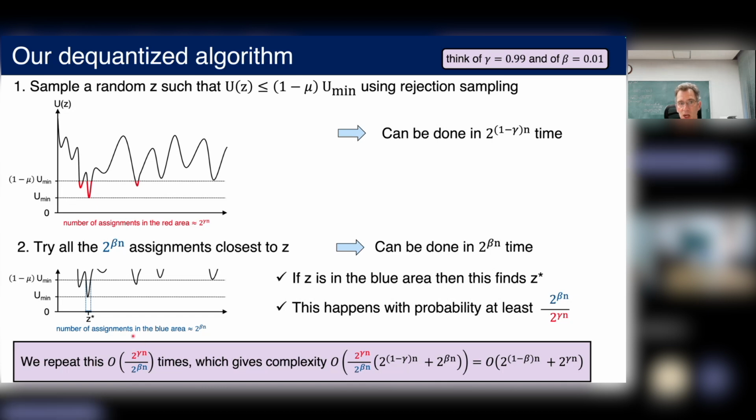And this works because we know that the number of assignments in the red area is not too high. And we know that there are many assignments which are in the blue area, close to the optimal one. So these two properties, which were the key properties used in the previous slide to analyze the running time of the quantum algorithms, are also the properties that enable us to design and analyze this classical algorithm.